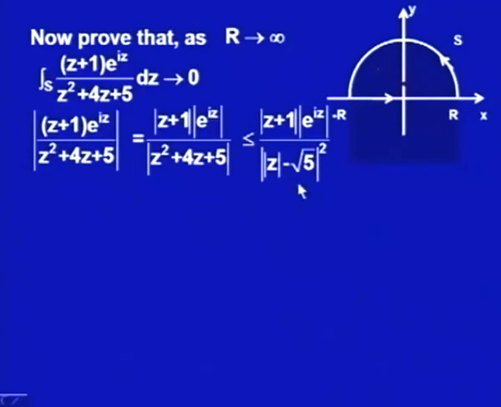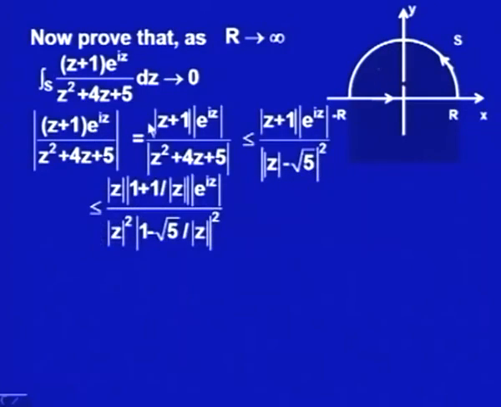This again we would be getting in the form from the inequality, which we will explain. Now, let us come over here. Mod z, if I take common from here, I would get 1 plus 1 upon mod z, and this we are writing as mod z plus 1 is less than or equal to mod z plus mod 1. From here, if we take common mod z, I would get mod z square and 1 minus square root 5 upon mod z, whole square.